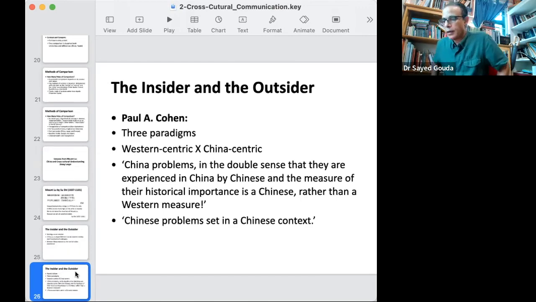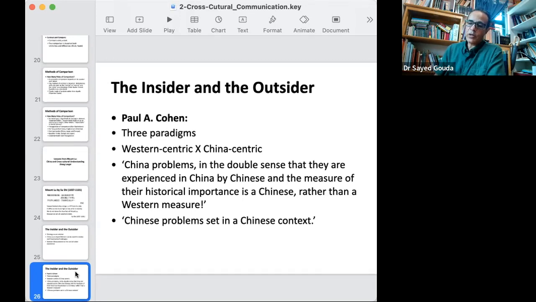There is a scholar called Paul Cohen. Actually, Professor Zhang Longxi quoted him several times because that American scholar also noticed the problem. He also noticed that these Western scholars who use Western theories and methodologies to analyze and to explain Chinese history have some problems. And they cannot fully understand the Chinese history if they follow this way.